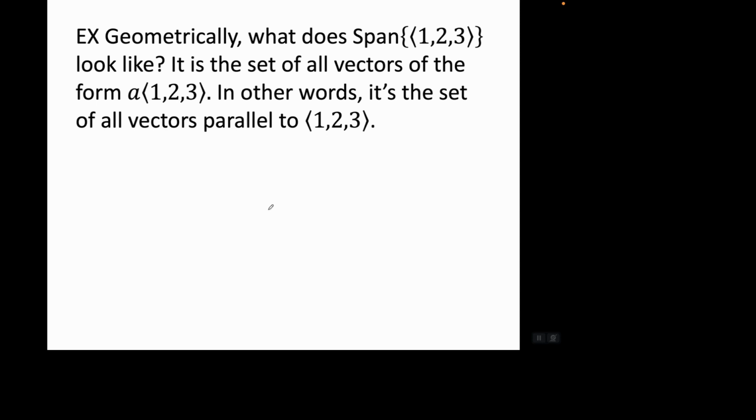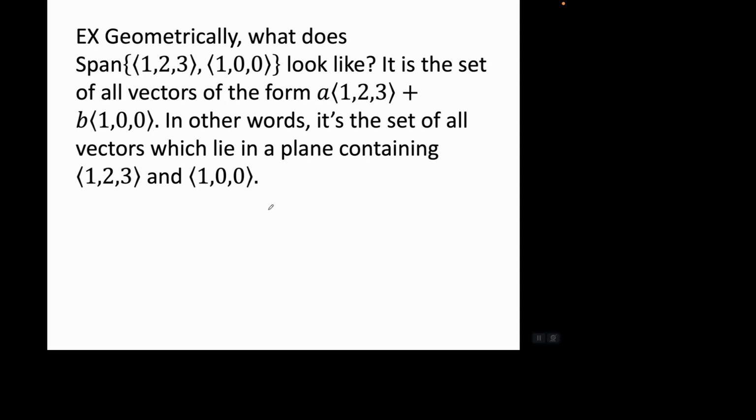Geometrically, what does the span of (1,2,3) look like? It is the set of all vectors of the form a(1,2,3). In other words, it's the set of all vectors parallel to the vector (1,2,3). Geometrically, what does the span of (1,2,3), (1,0,0) look like? It's the set of all vectors of the form a(1,2,3) plus b(1,0,0). In other words, it's the set of all vectors which lie in a plane containing (1,2,3) and (1,0,0).